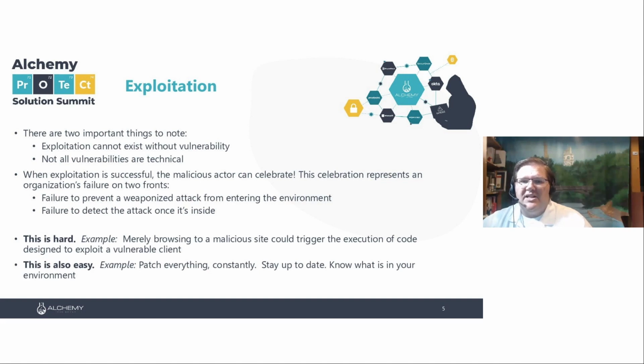When it comes to exploitation, the next phase in the cycle, there are two things that we need to know. Number one, exploitation cannot exist without vulnerability. The other thing is that not all vulnerabilities are technical. So when an exploitation is successful, from a hacker's point of view, that's cause to celebrate. We've got our foot in the door. We've got injections in there. It may not be persistent, but we have succeeded in that first main phase.